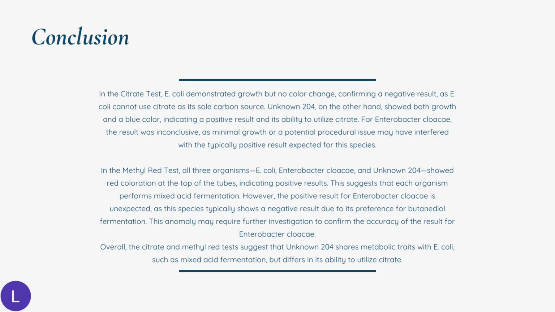As I previously mentioned, Enterobacter cloacae also was supposed to show a positive result on the citrate test, and it didn't. And apparently, we were not the only students having trouble with this bacteria. So probably the bacteria had some issue that interfered with the procedure being fully exact. But overall, the citrate and methyl red tests suggest that unknown 204 shares metabolic traits with E. coli, such as mixed acid fermentation, but differs in its ability to utilize citrate.